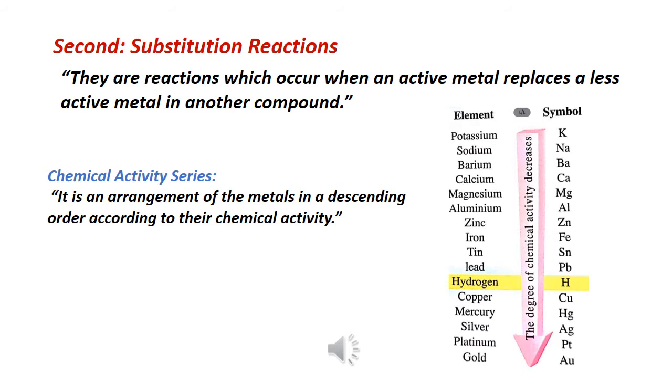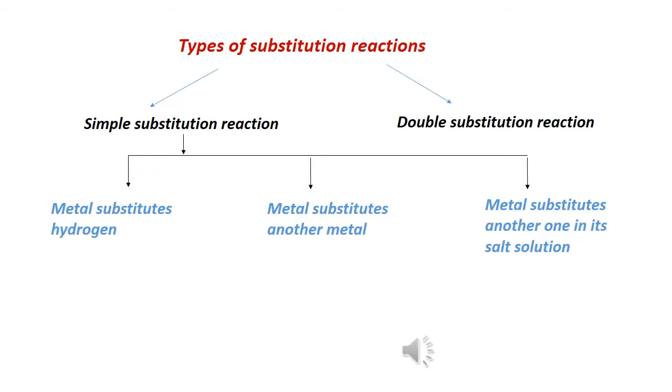Second, substitution reactions. They are reactions which occur when an active metal replaces a less active metal in another compound. The arrangement of metals in descending order according to their chemical activity is called the chemical activity series. Types of substitution reactions: simple substitution and double substitution. Types of simple substitution: metal substitutes hydrogen, metal substitutes another metal, and metal substitutes another one in its salt solution.